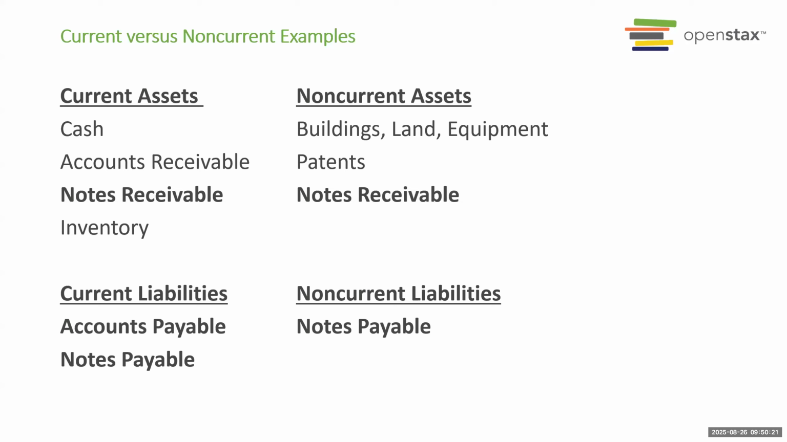And then we have non-current assets. Those are buildings, land, and equipment, which are longer term assets. And we have patents, which can last up to 20 years. Then we have current liabilities, which are your accounts payable and your notes payable. Again, look at your notes payable. It can be both a current and a non-current liability, which means that if it's greater than a year to be repaid, then a portion of it would be in the current liabilities and a portion of it would be in the non-current liabilities.